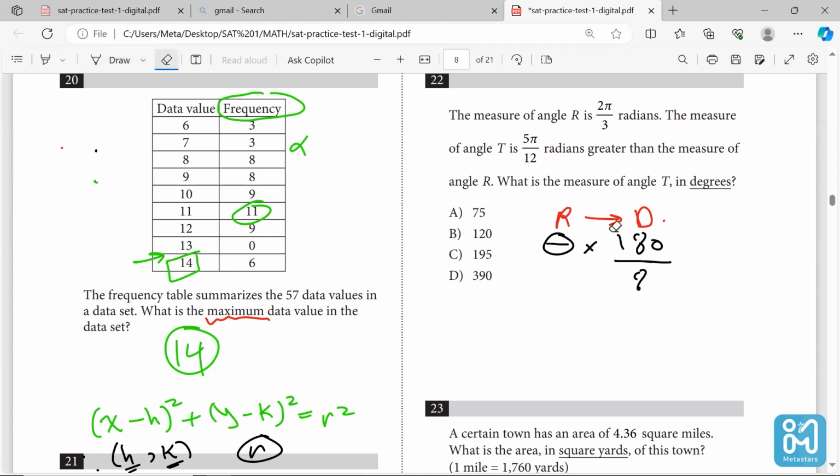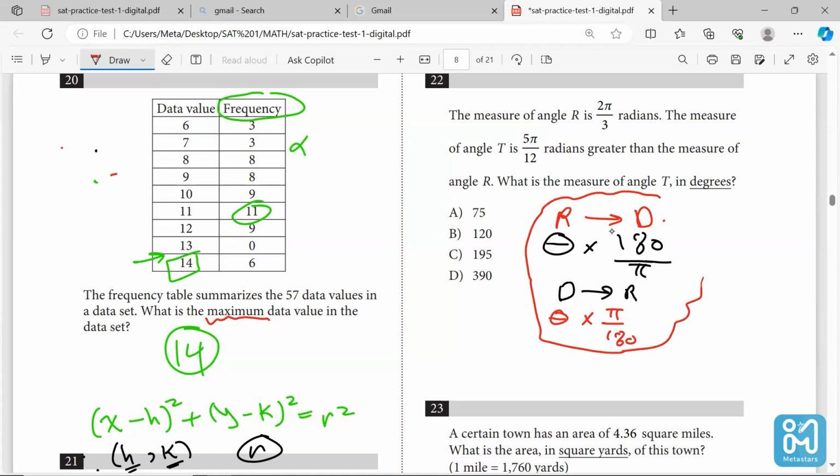Again, if you need to convert from radian to degree, multiply by 180 over pi. If you have degrees and need to convert to radian, I'm going to multiply theta by pi over 180. So write this one down, or you can take a screenshot of it, and let's solve our question.